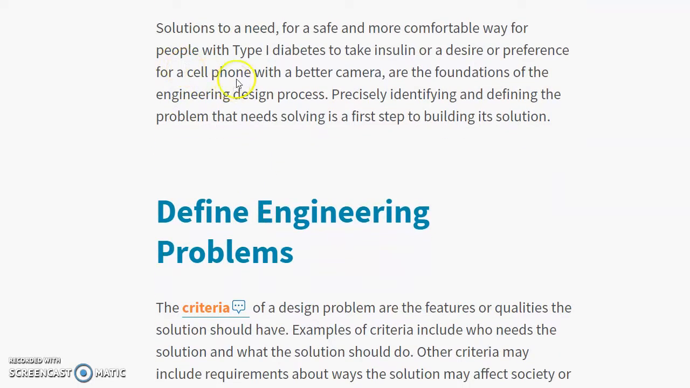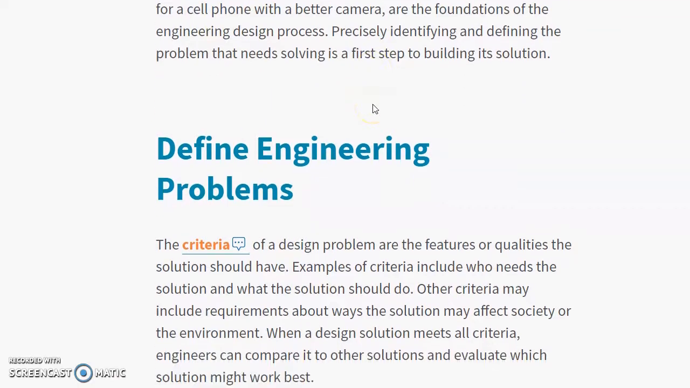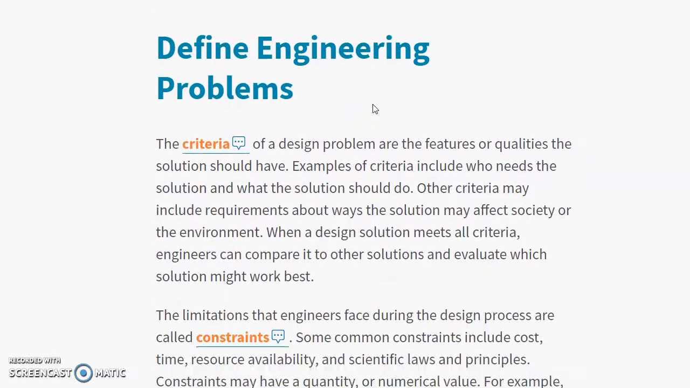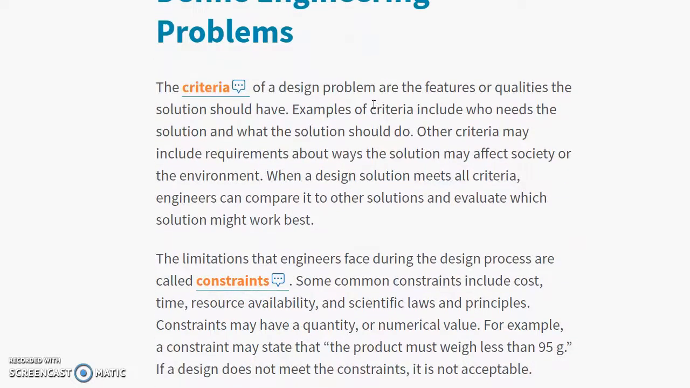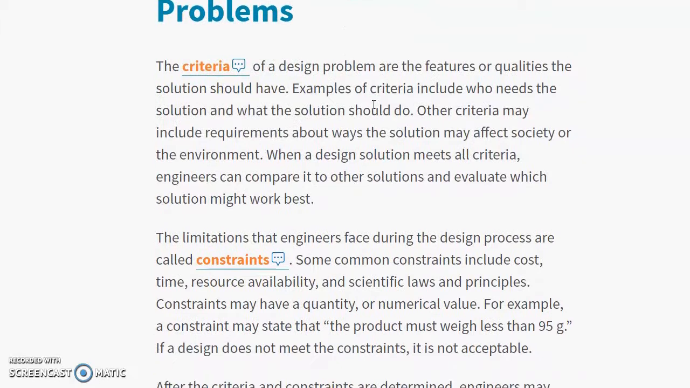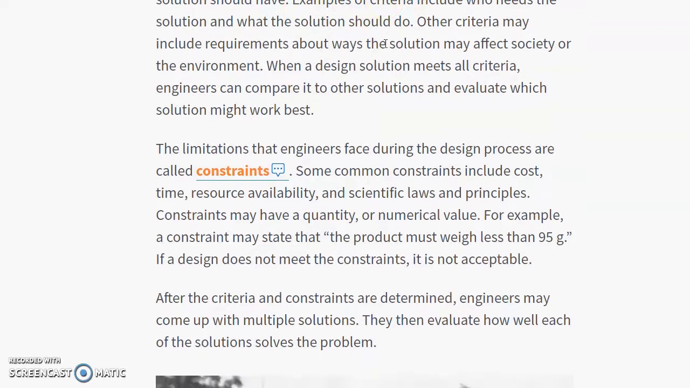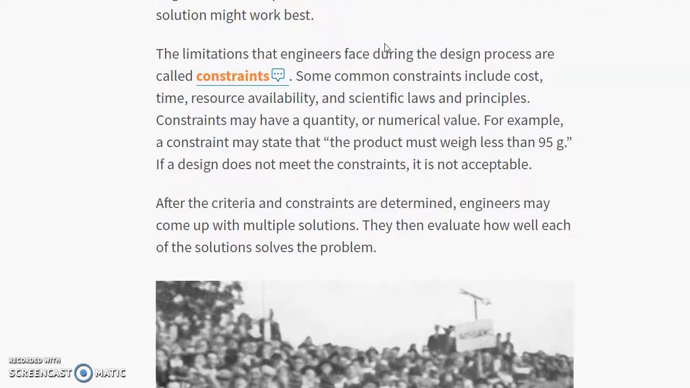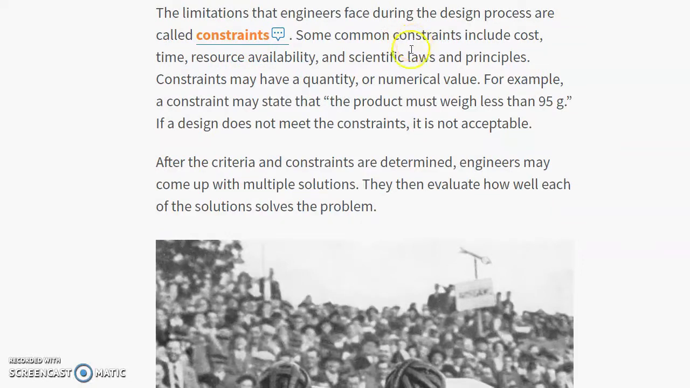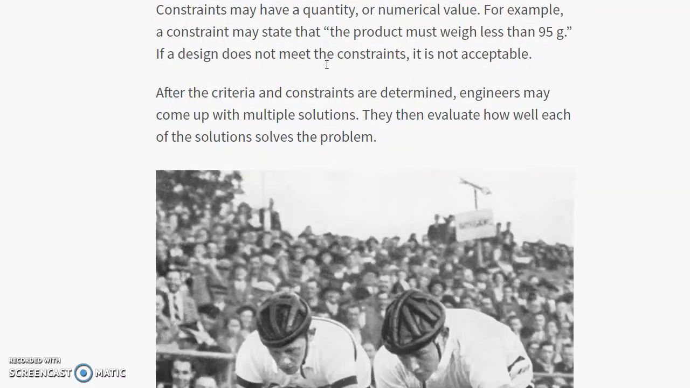So solutions, they're talking about people taking insulin or cell phones with cameras, what kind of solutions we have created to define different problems in society. So criteria is what should the solution do? What do we want the outcome to be? And a constraint is usually time and money. So do we have enough time to do this? Do we have enough money to make this work? Is it going to work with gravity? Things like that.